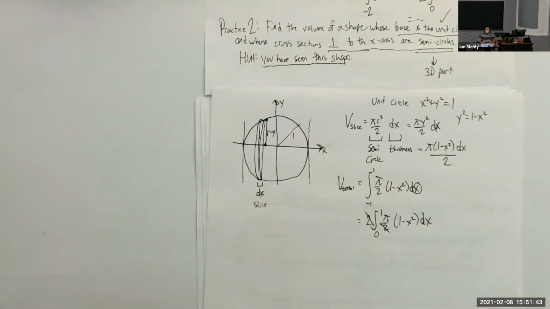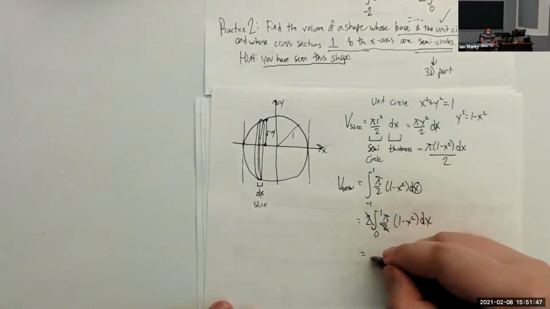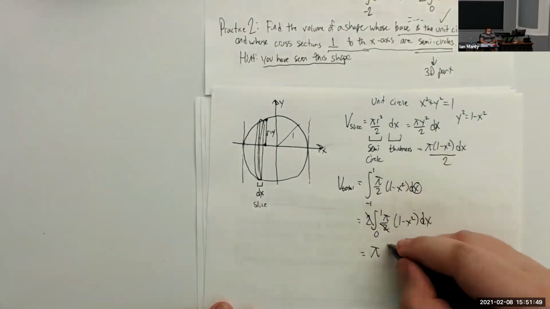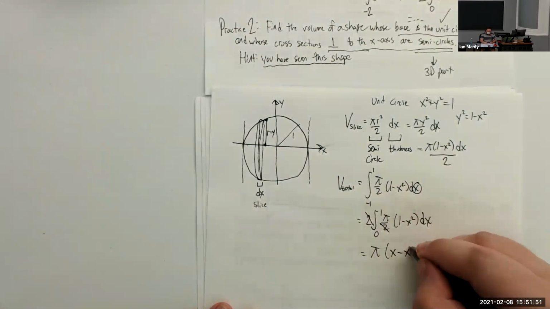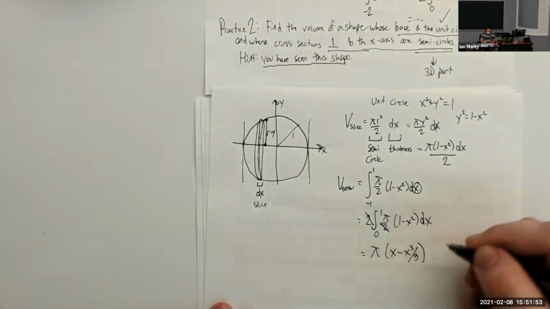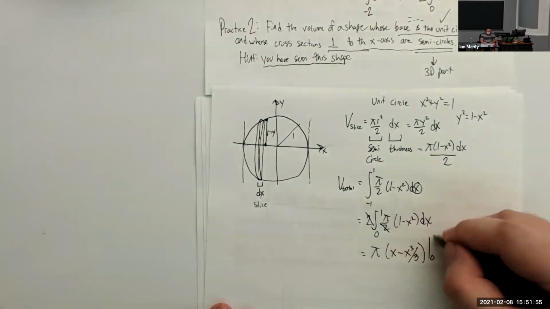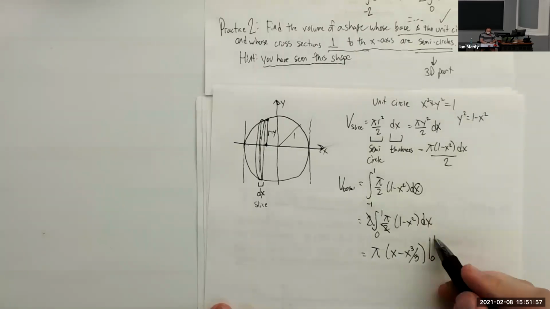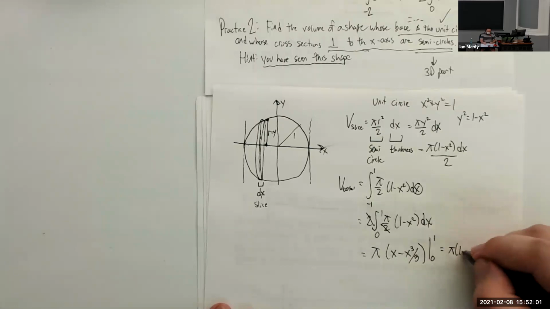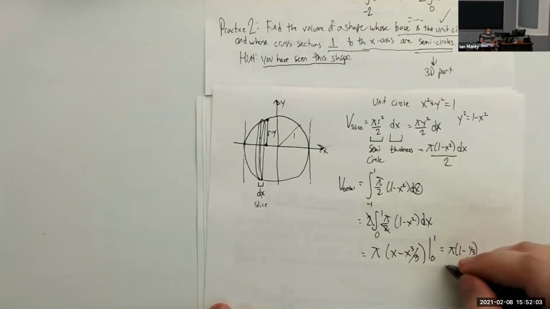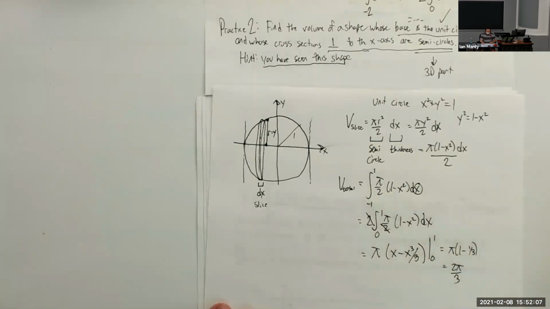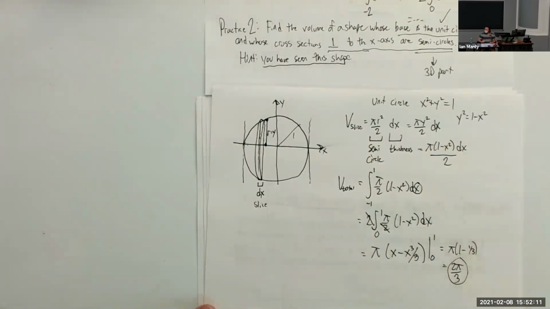All right, and then now I'm just back in polynomial world, which is a nice world to be in. I'm going to pull my constant pi out and do the power rule. So I have x minus x cubed over 3. This goes from 0 to 1. And then I plug 1 into here. 1 minus 1/3. So this is going to be 2 pi over 3 right here. So there's going to be our volume.